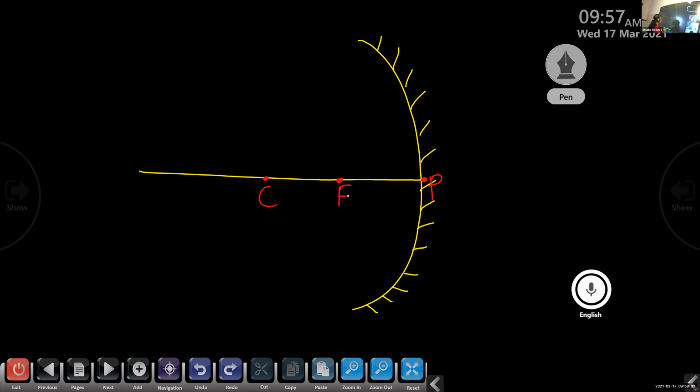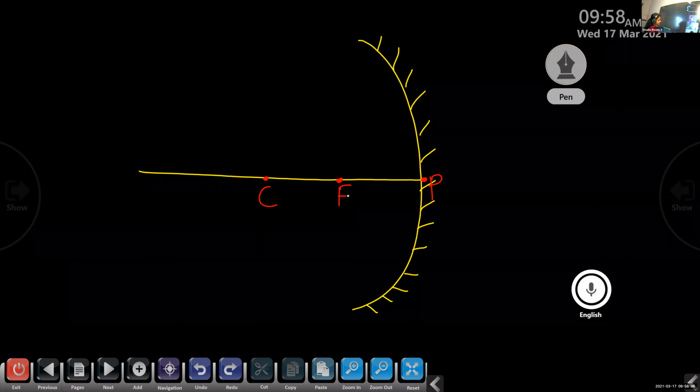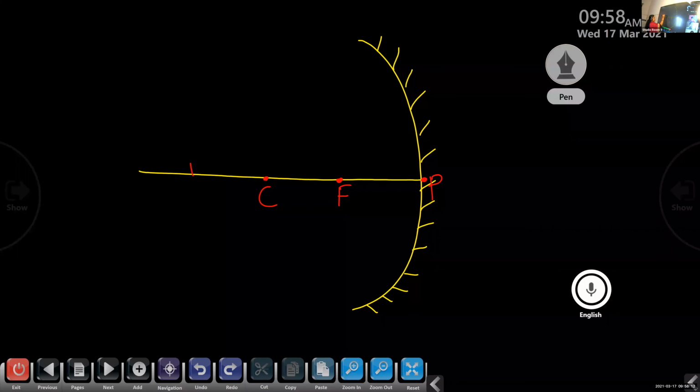All right. Now in the second case, where do we place the object? Beyond C. Yes, the object is placed beyond C. That is here. The object is placed here. That is, it is beyond C, right?